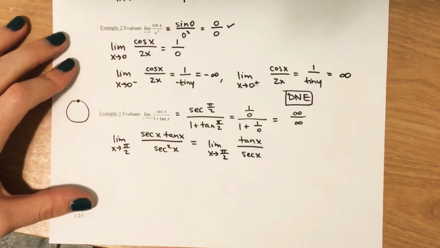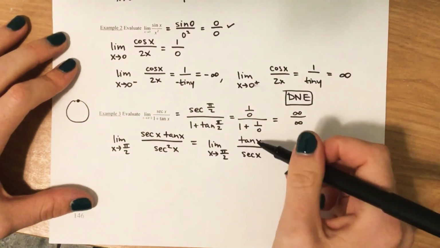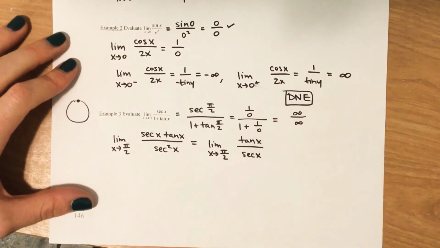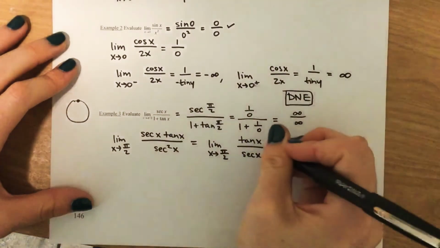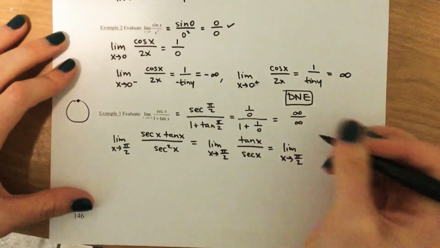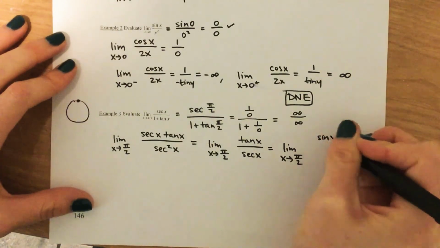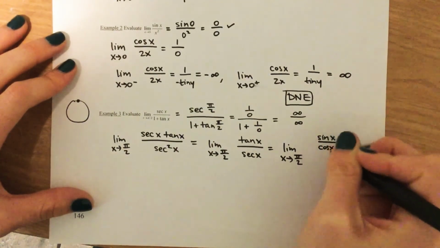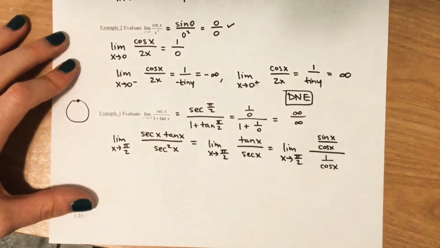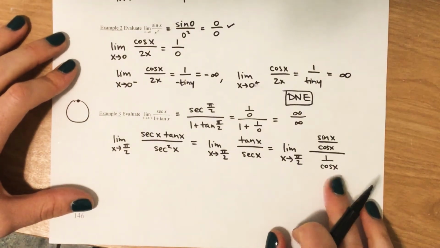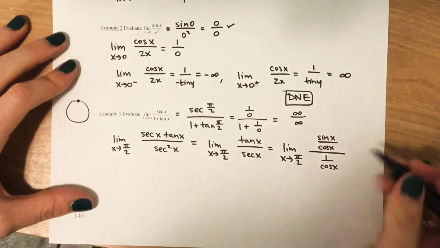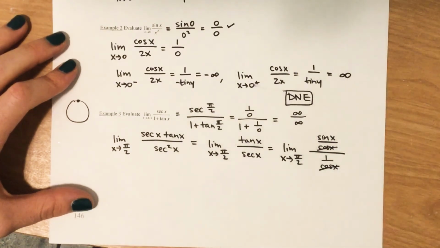And then I can try to plug it in again, but what's going to happen is I know I'm going to get 1 over 0 in the numerator and I'm going to get 1 over 0 in the denominator. So let's keep manipulating this trig stuff. So limit as x approaches pi over 2. Tangent, remember, is sine over cosine, and then divided by secant, which is 1 over cosine. If I'm dividing by 1 over cosine, remember it's really the same as multiplying by cosine. So if I multiply by cosine, these cosines will cancel.